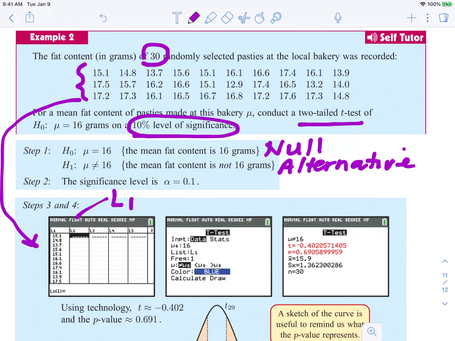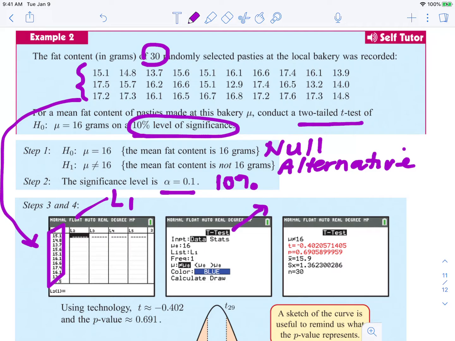So in step 2, we quote that significance level as a decimal. That represents 10%. So in step 3, we enter all 30 items into our graphing calculator. We go to our t-test. We enter in our mean, our list 1, our frequency, and then click on not equal to and calculate.